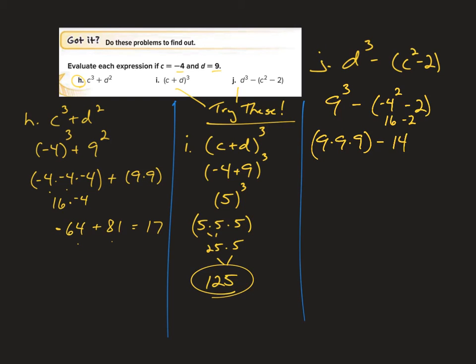And now we multiply out. 9 times 9 is 81. 81 times 9 is 729. Minus 14 would be 715 for our final answer.